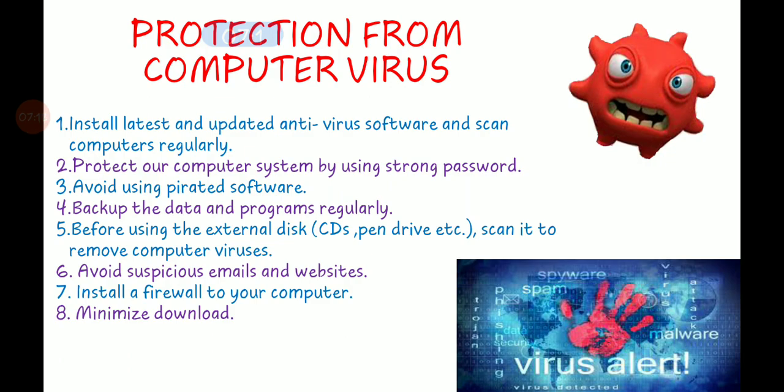Number 7, install a firewall to your computer. We have to install a firewall to our computer. Firewall is a system designed to prevent unauthorized access to or from a private network. This helps us to avoid the unauthorized access of the private network.